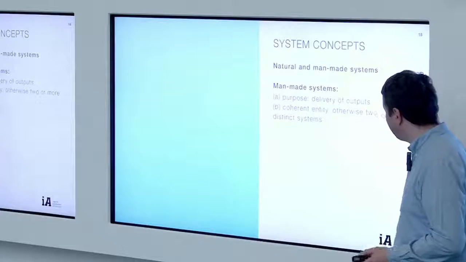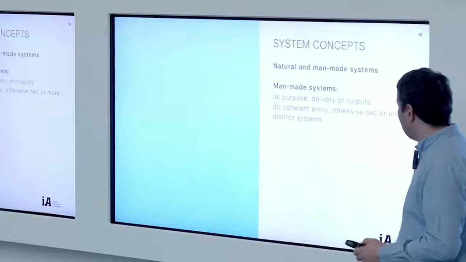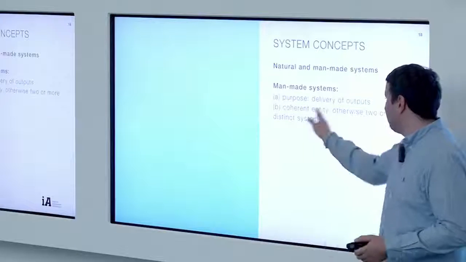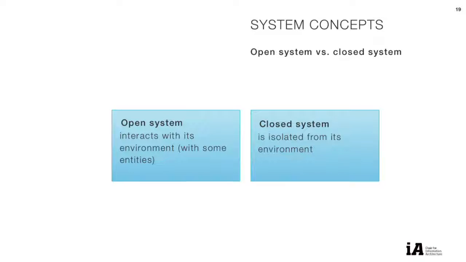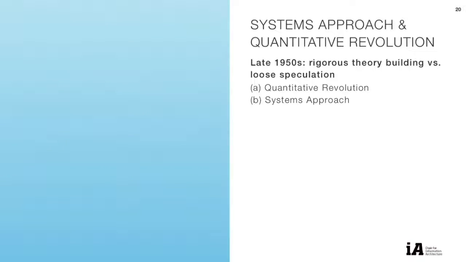And yeah, it's a coherent entity, or you have different kinds of systems that are connected and bridged to each other. Okay, so just as a comprehension, an open system interacts with its environment, and a closed system is isolated from its environment. It seems to be very clear, but it is necessary to state it once here.